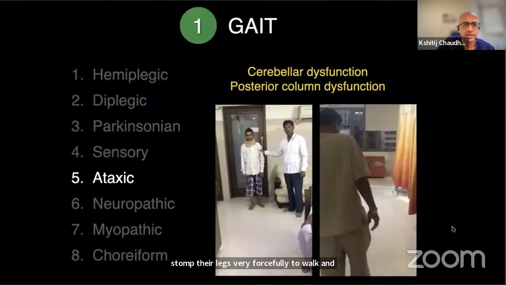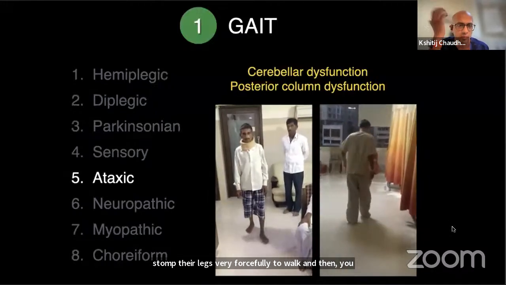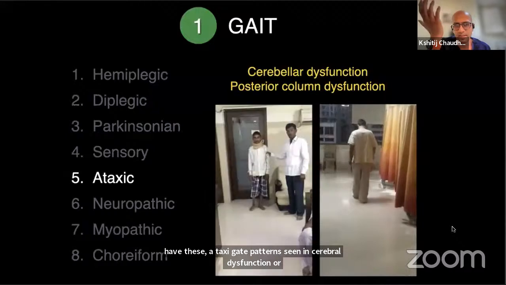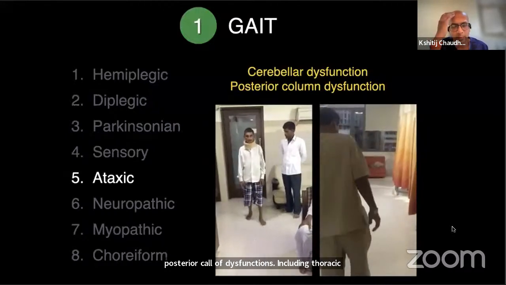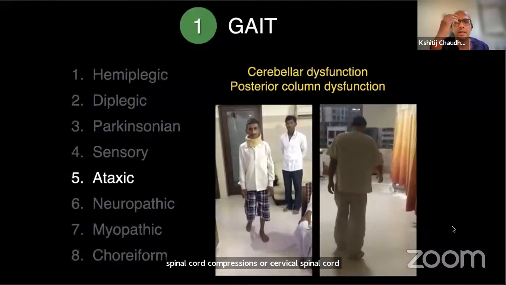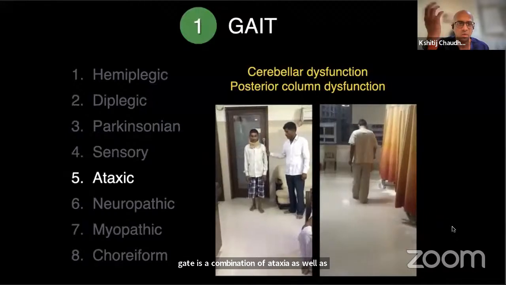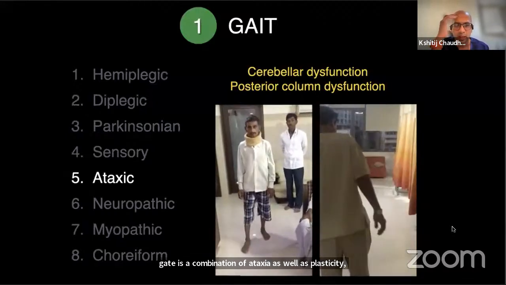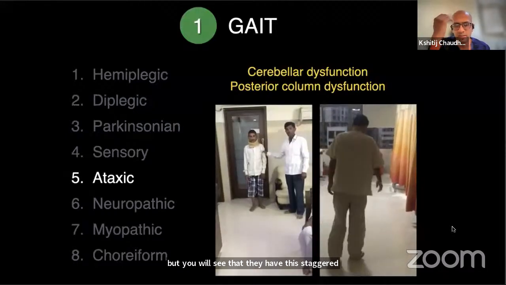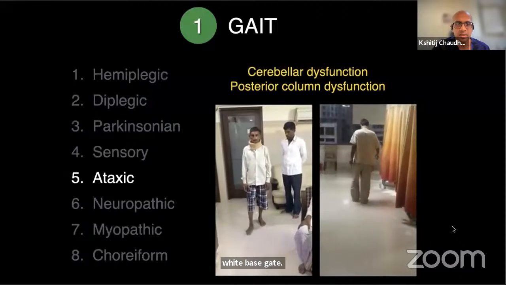And then you have these ataxic gait patterns seen in cerebral dysfunction or posterior column dysfunctions, including thoracic spinal cord compressions or cervical spinal cord compression. We call this myelopathic gait. But truly, myelopathic gait is a combination of ataxia as well as spasticity. You will see that they have this staggered quality, wide base gait. You will confuse them with an alcoholic patient. An alcoholic patient would walk exactly something like this.